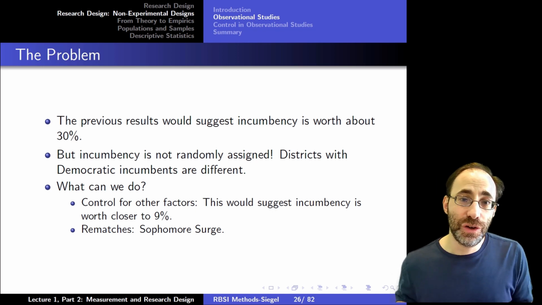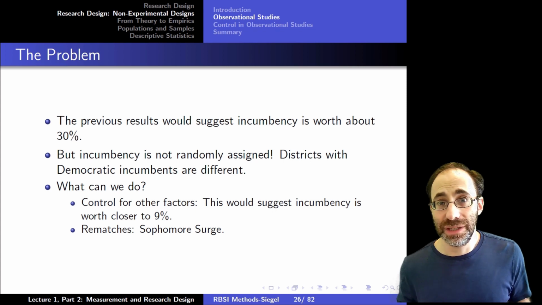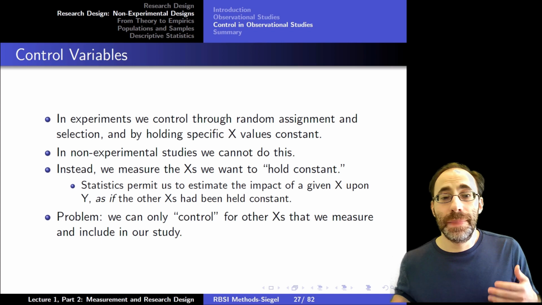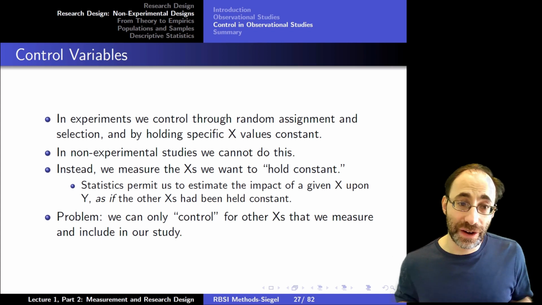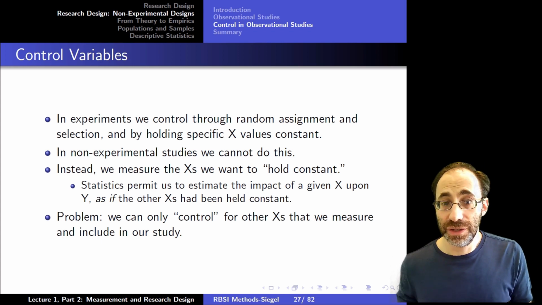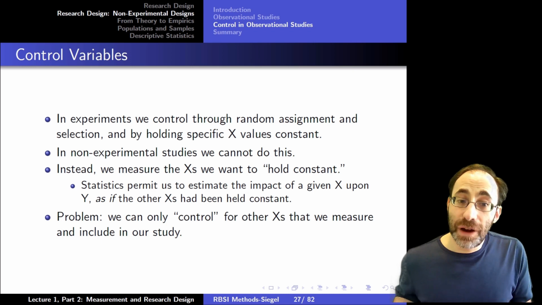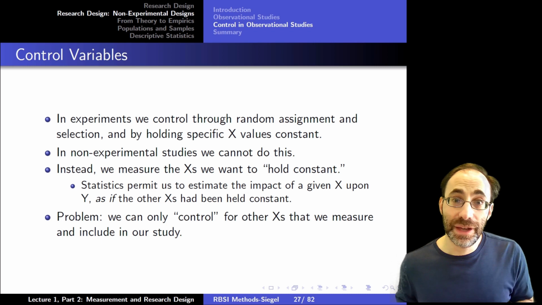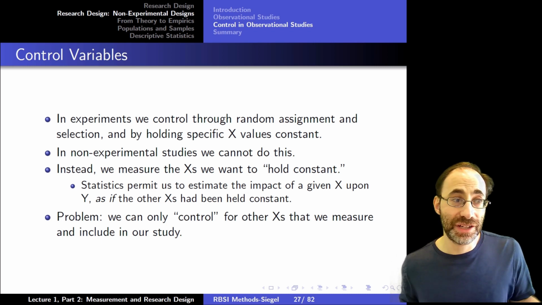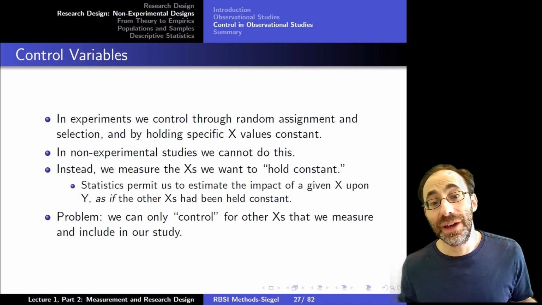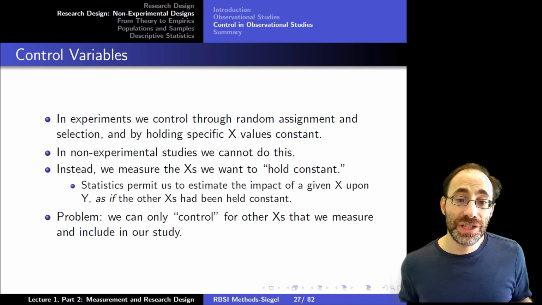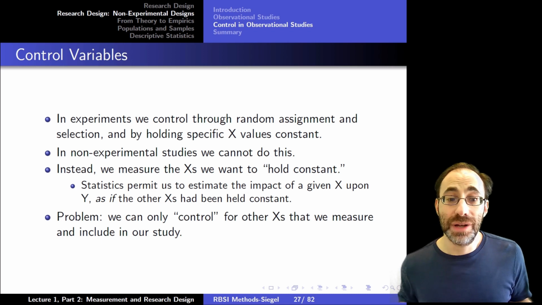There are ways to try to control for all the various differences between units that might confound your inference. Okay. In general, though, we're going to focus on control variables as a way to do that in this course. In experiments, we control for these through random assignment and selection by holding specific values of x constant, right? So we have a treatment and a control group. In the treatment group, x is one value, and in the control, it's a different value. We can't do this in non-experimental settings. So instead, we statistically control for x's we want to hold constant.